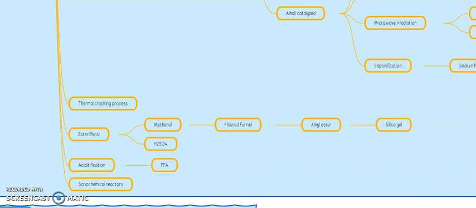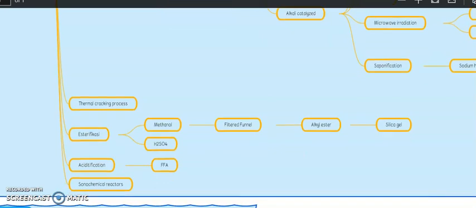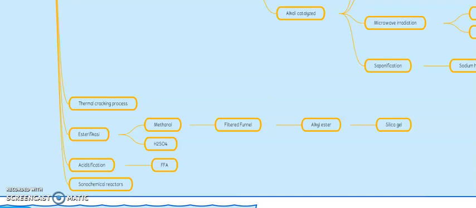And then the acidification. Acidification is used to produce free fatty acid, and then a sonochemical reactor. The thermal cracking process is one of the methods to produce biodiesel. I already gave the picture in the journal. The thermal cracking process is also called pyrolysis. Pyrolysis is the conversion of one substance into another by means of heat in the absence of air or oxygen, or by heat in the presence of a catalyst, which results in the breaking of bonds and formation of a variety of small molecules.